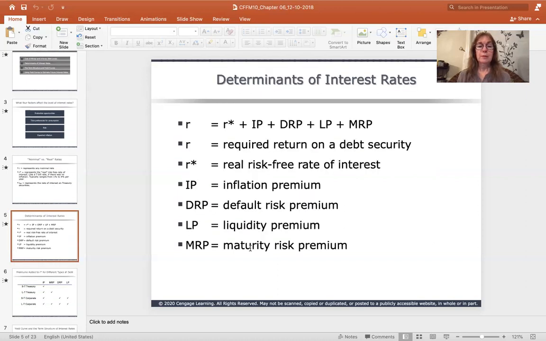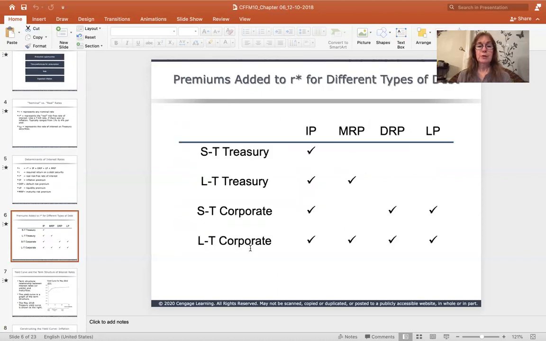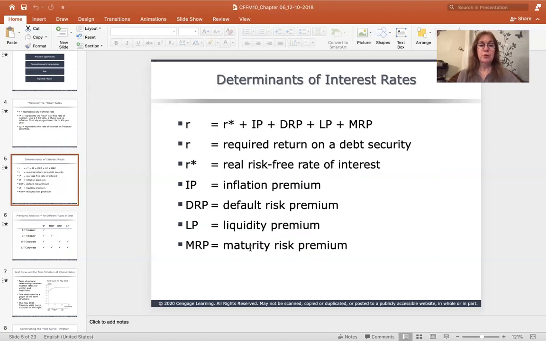Okay, so let me explain. Well, let me just explain what these are, and it'd be easier to do it on this slide. A short-term government bond, meaning it's going to mature in 1 year or less, simply has the risk-free, the real rate of return plus the inflation premium.